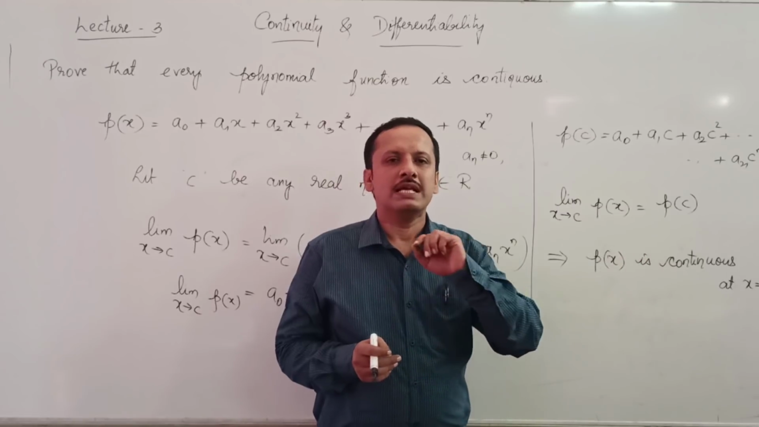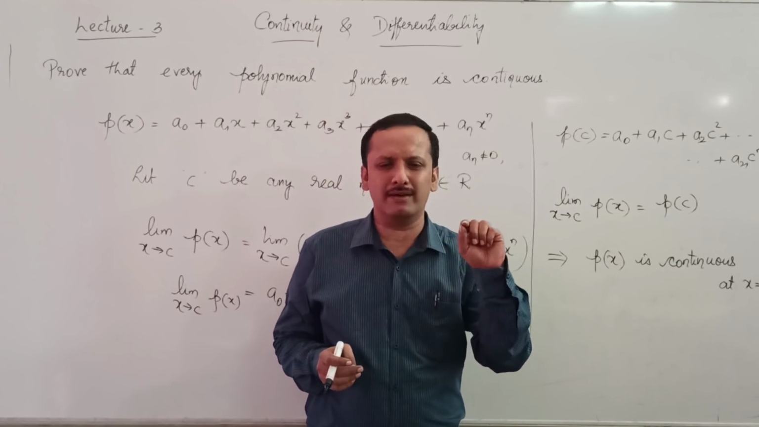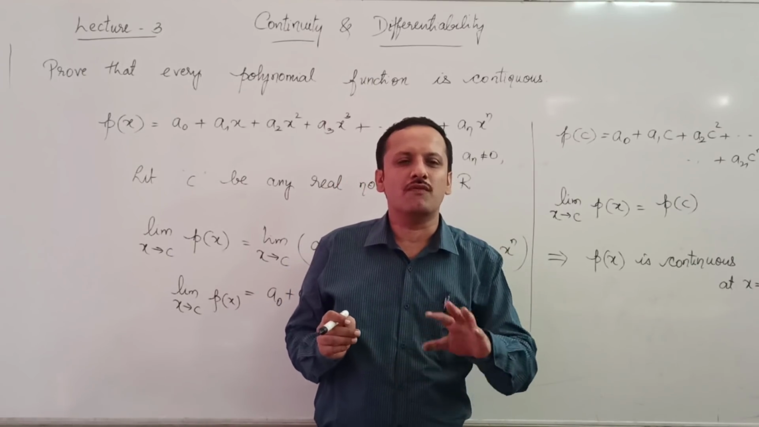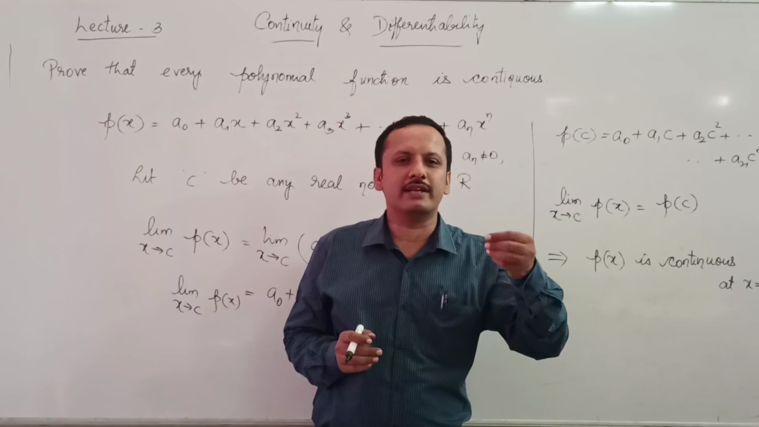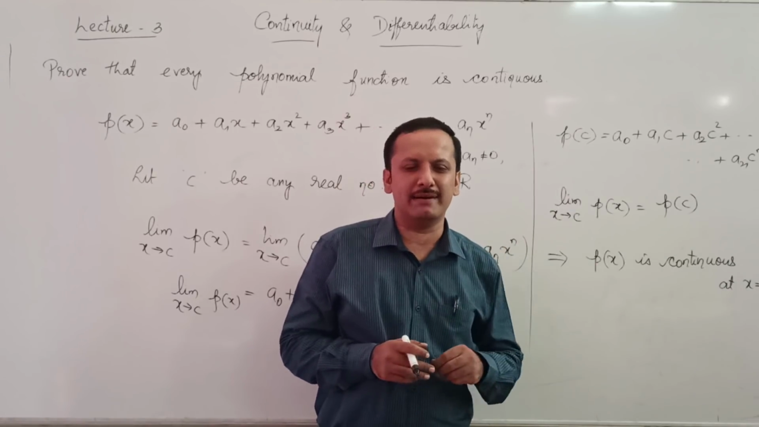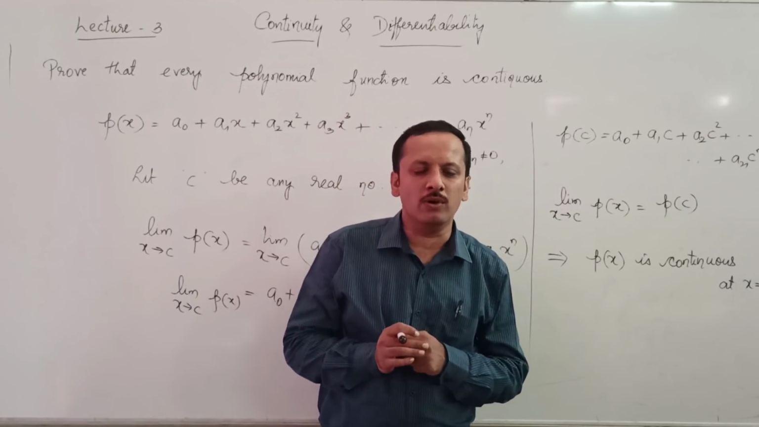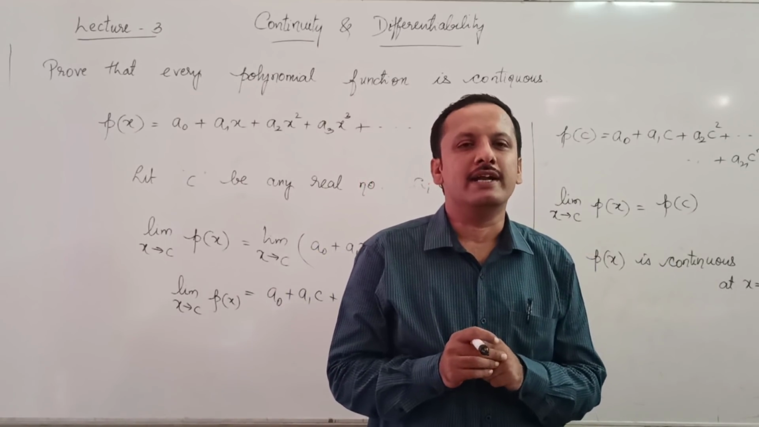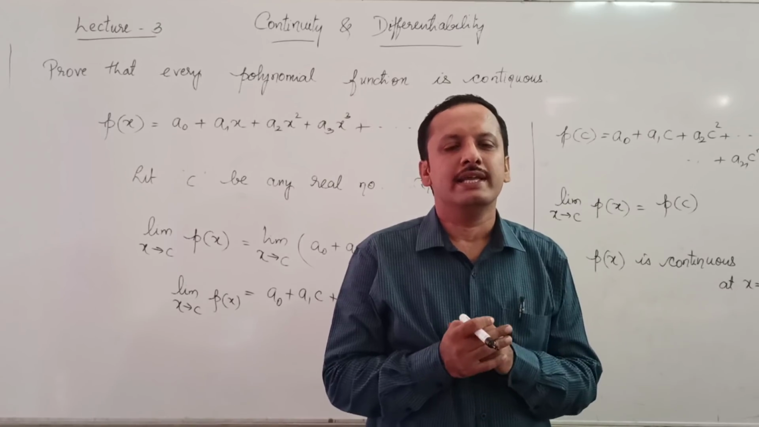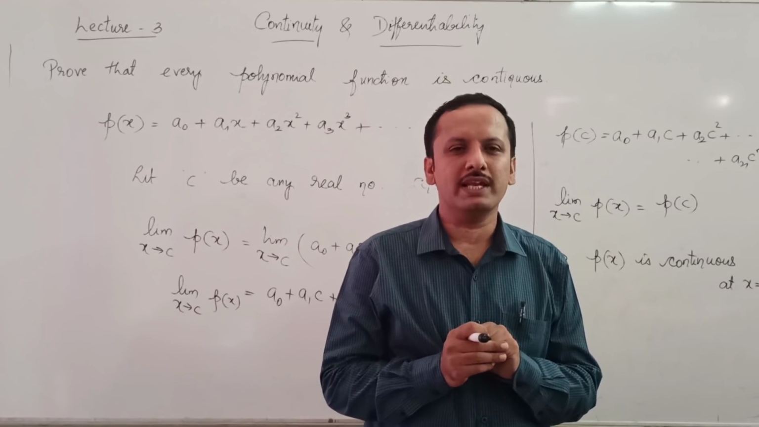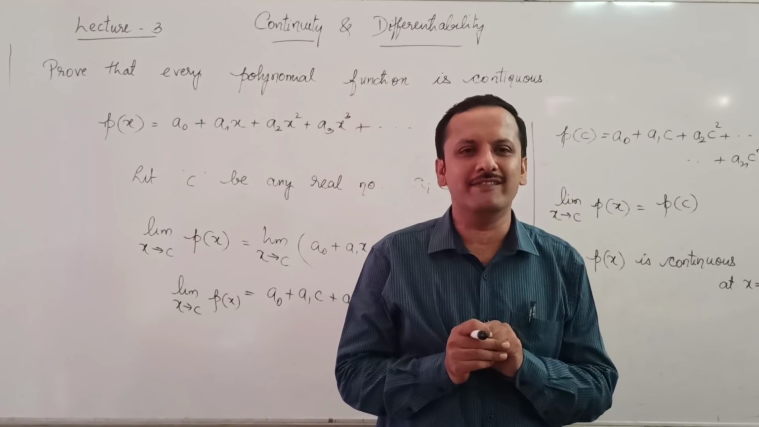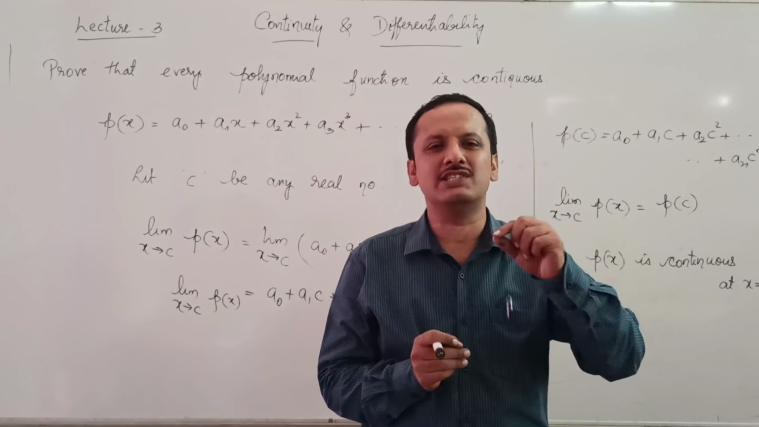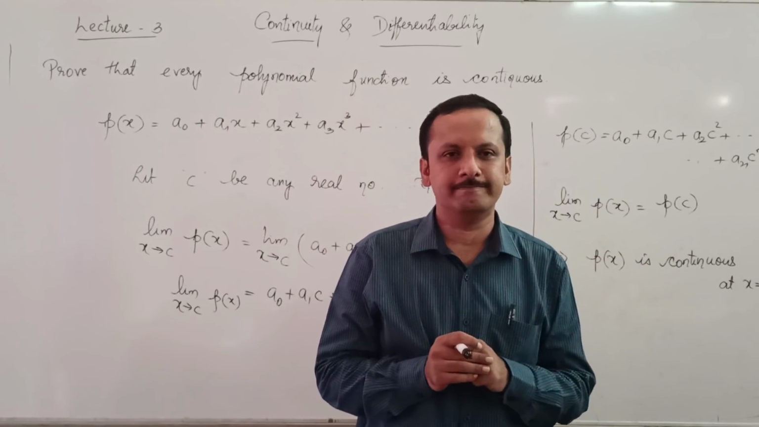Okay. Now, since c is an arbitrary real number, which means c is any real number, this result is true for all real values. So in place of c, I can write any real number. So this result will be true at all those real values. Hence, we can say that the polynomial function is a continuous function. In other words, it is continuous everywhere. I use the word everywhere in the sense that it is continuous at each and every point in its domain.